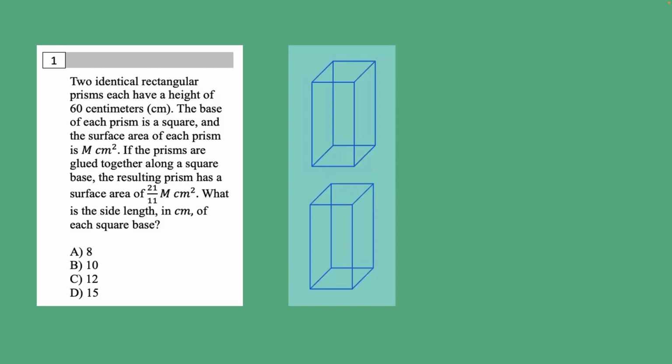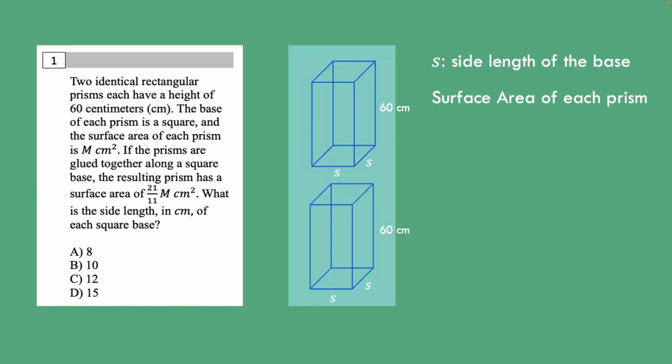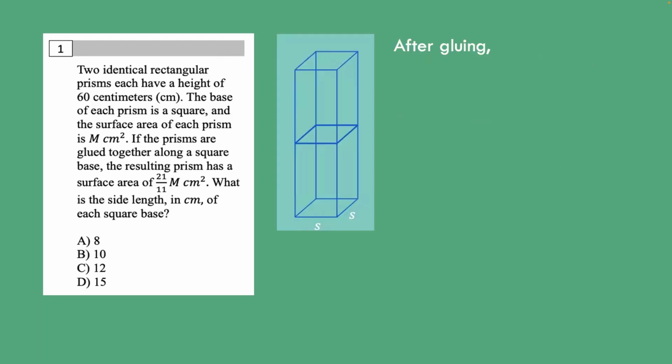Each prism has a square base with a side length s and a height of 60 centimeters. A prism has two square faces, 2s squared, and four rectangles, each 60 times s, giving 240s. So m equals 2s squared plus 240s. When we glue them, two square faces disappear, so the new surface area is 2m minus 2s squared. We are told this also equals 21/11 m.